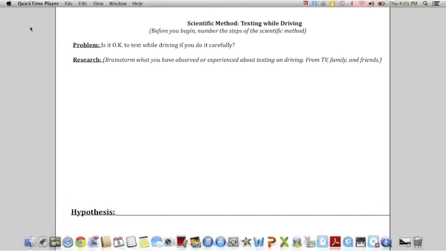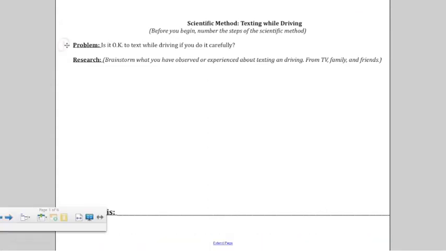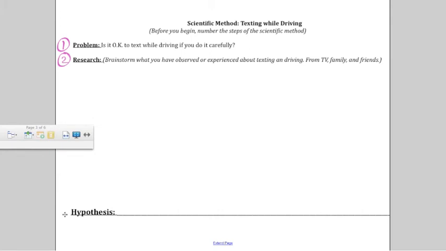So now we're going to look at the scientific method while texting and driving. The problem is: is it okay to text while driving, even if you do it carefully? We did this in class, so I'm just going to go over the results. You should be using your brain to research, thinking about times that maybe you've encountered texting while driving. Maybe you were in the car while someone was texting and driving. Maybe you know someone who was texting and driving.